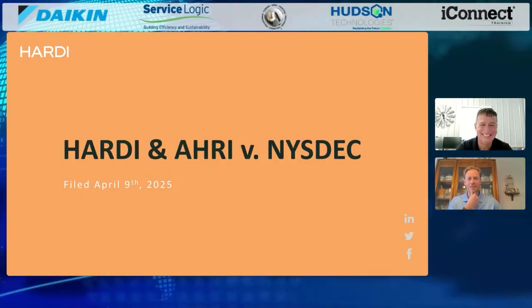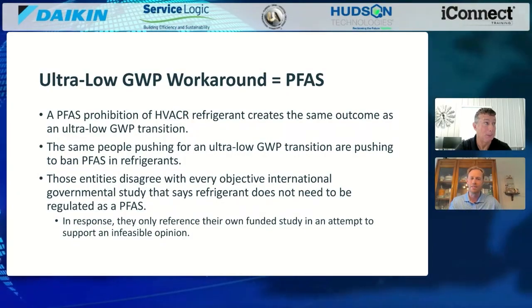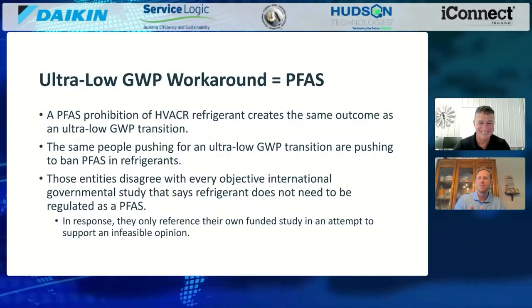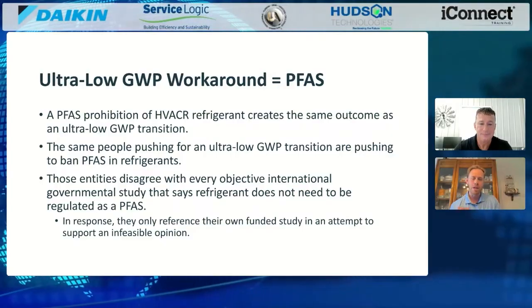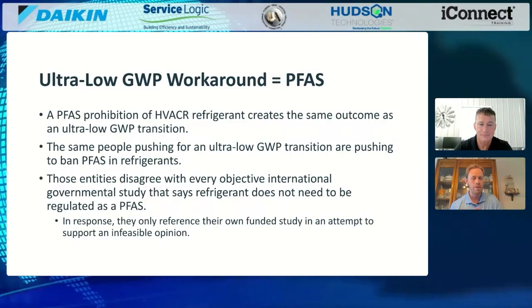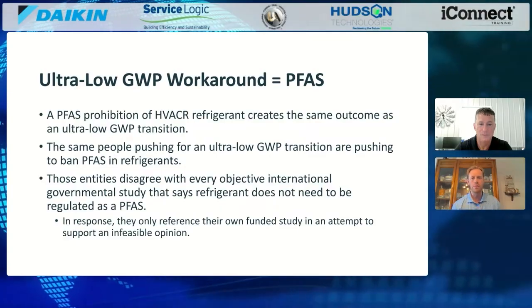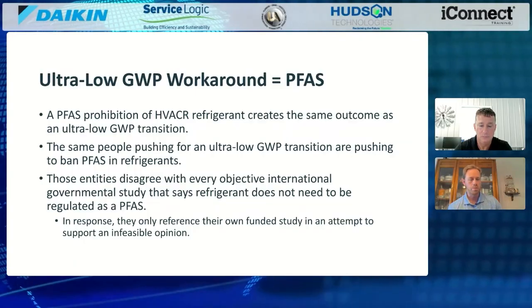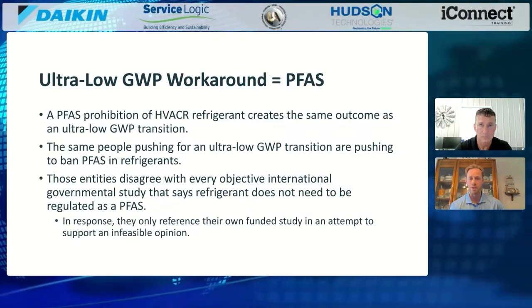Yeah. But thinking about other things going on, I think ultra low GWP, and I know you were excited for the slide when I told you I got something for you at the end, I think ultra low GWP in the pursuit from those adversaries of our industry is a workaround. I think they're using ultra low GWP. That's their end goal, but in order to get that, they're using a workaround of PFAS to achieve that goal. Because if you really think about it, a PFAS prohibition for our industry, specifically the refrigerant, creates the same outcome as your ultra low GWP transition in New York and other places if they were implemented.